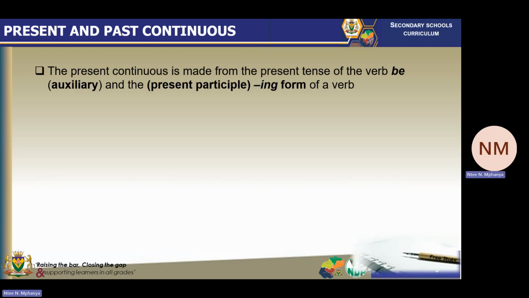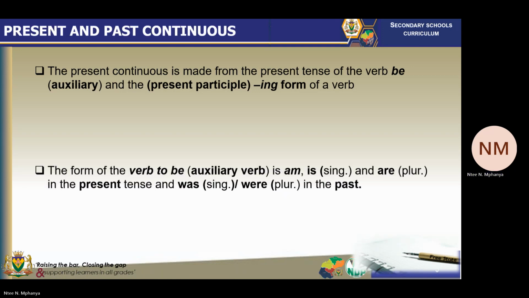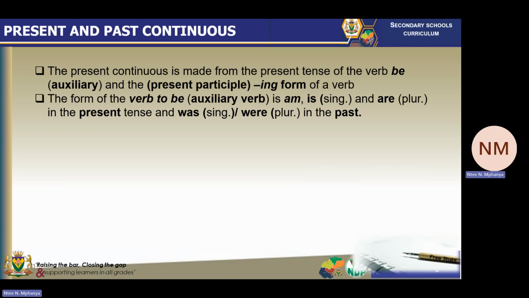The present continuous is made from the present tense of the verb be, the auxiliary, and the present participle, the ing form of a verb. The form of the auxiliary verb is am or is if the sentence is in singular present, and are if the sentence is in plural present tense. Or was, the auxiliary verb was, if the sentence is in singular past continuous, and were if the sentence is in plural past continuous.